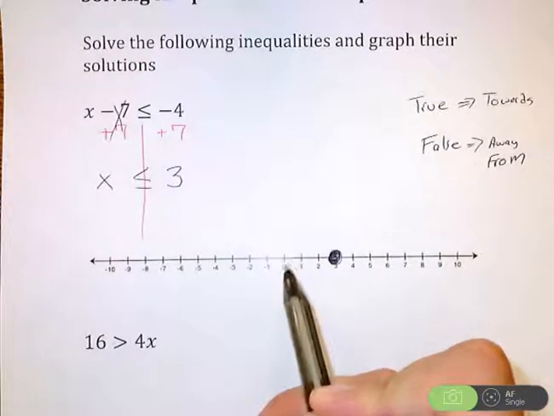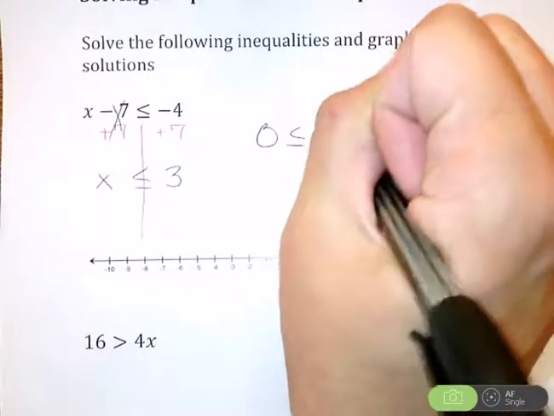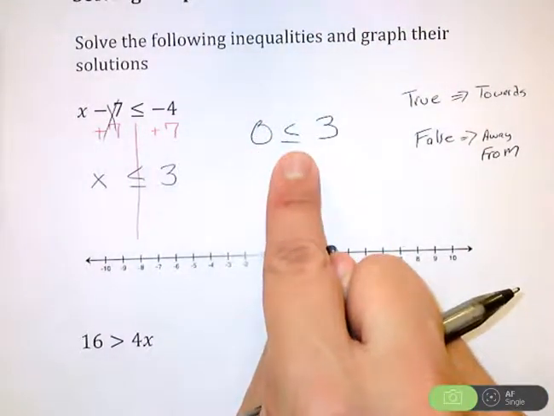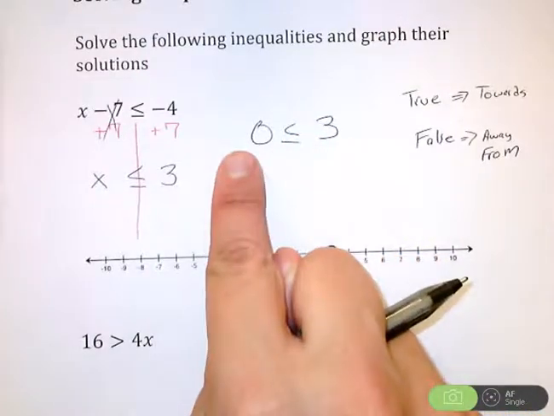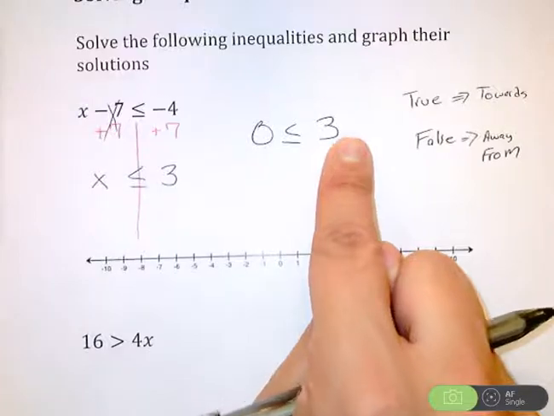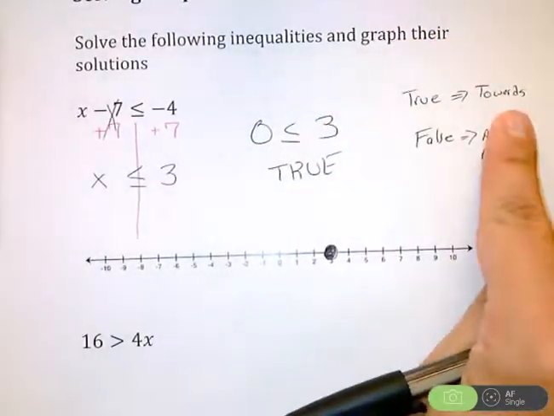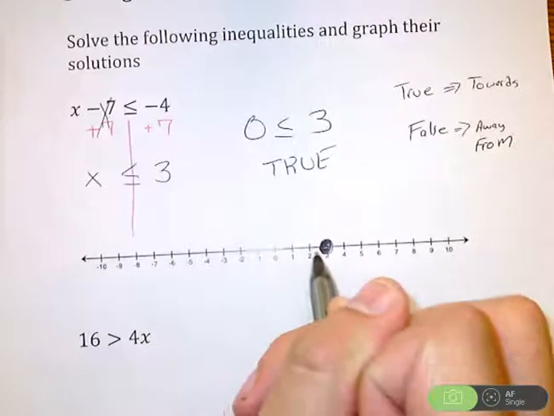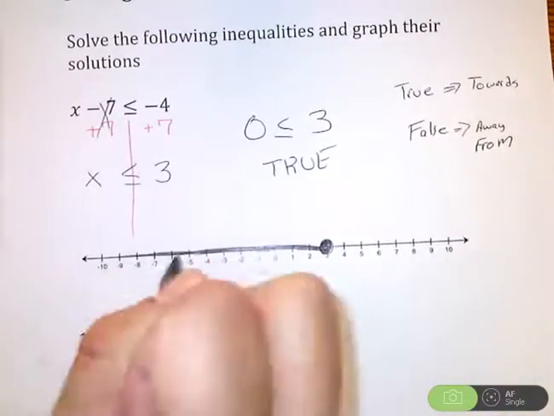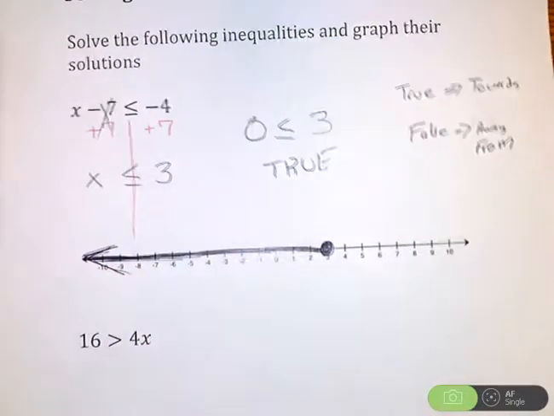So if I plug in 0 into this inequality, this reads 0 is less than or equal to 3. So we have to ask ourselves, is this a true or false statement? Is 0 less than or equal to 3? It is. This is a true statement, so I need to shade towards the 0. So that's towards the left in this case. So I highlight everything over here, and I can put an arrow to the left.